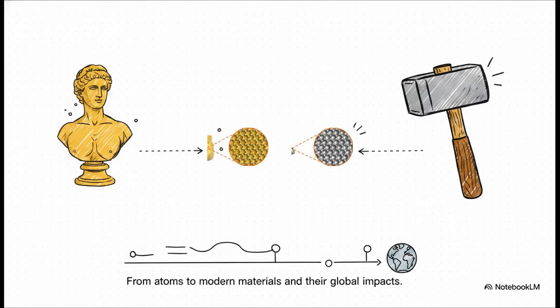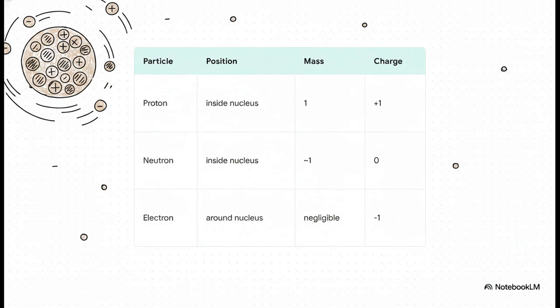And this brilliantly illustrates exactly what we're talking about. Take a look at the gold statue and then the iron hammer. If you were to zoom in close enough, closer than the eye can see, you'd find that they are made entirely of their own specific identical atoms. Gold is made of nothing but gold atoms. Iron, nothing but iron atoms. They are pure elements.